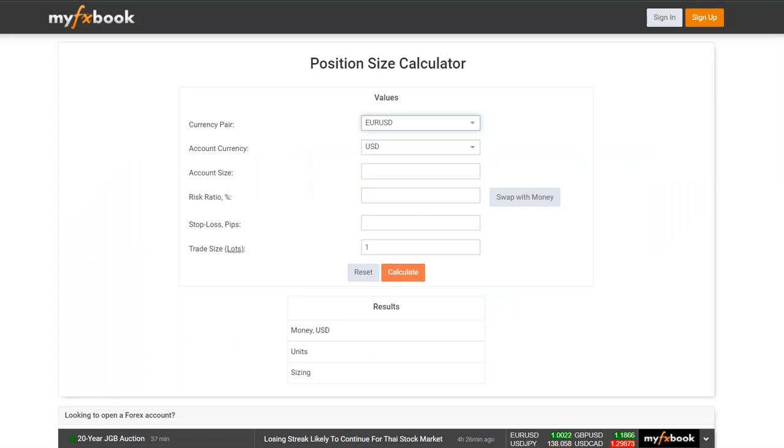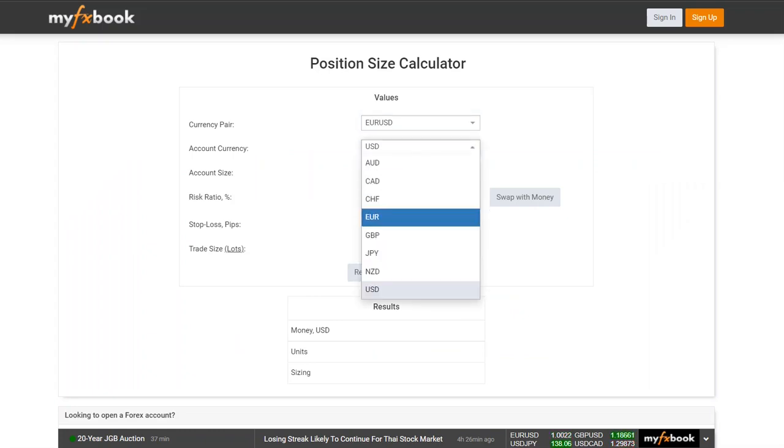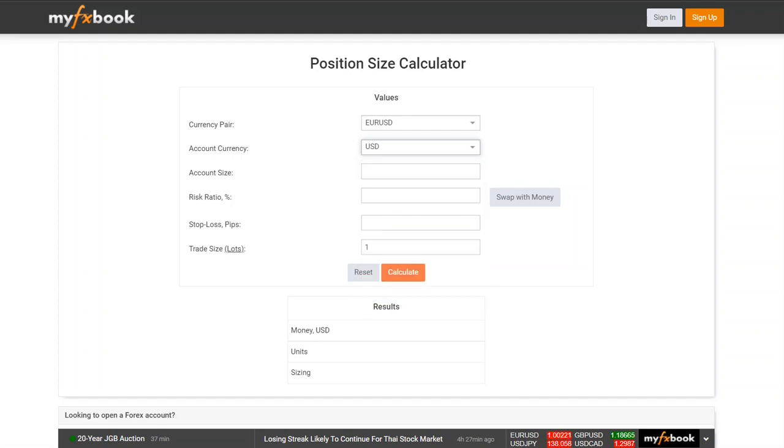It will ask you about the account currency. My account currency is USD, but if your account currency is different, you can choose from this list. Then you can enter your account size. Let's say my account size is $25,000 and I'm going to risk 2%. And also if you click on swap with money, you can enter the dollar amounts. Let's say I'm going to risk only $200 in this case, and my stop loss is 50 pips. If you click calculate, it will show you are allowed to trade only 0.4 lots or 4 mini lots.